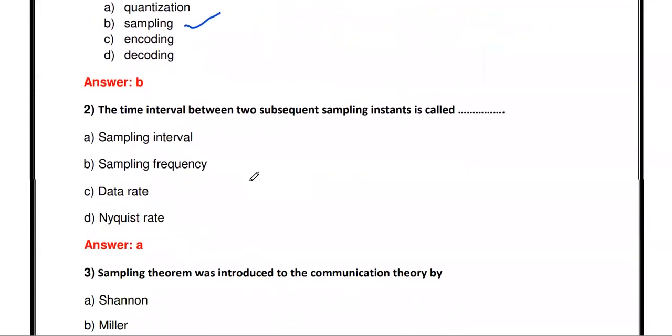The next one: the time interval between two subsequent sampling instants is called as dash. Here is one continuous time signal. In that signal, we take the first sample here, and the next sample here. The time interval between these two subsequent samples is called as dash. The options are sampling interval, sampling frequency, data rate, Nyquist rate. The answer is sampling interval. The time interval between two successive samples is called the sampling interval.